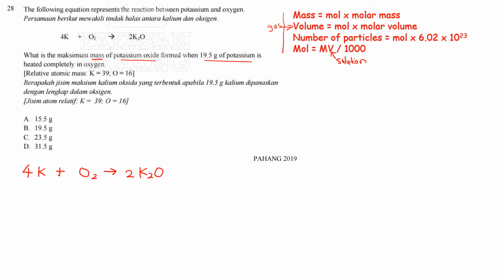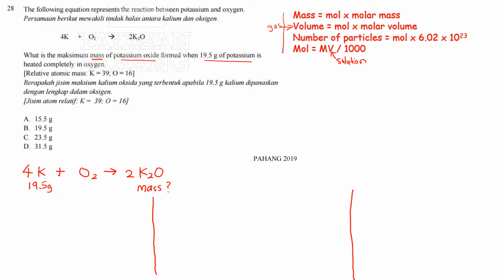Now they ask you to find the mass of potassium oxide, and they give you the mass of potassium, which is 19.5 gram. They give you the mass of potassium, but they ask you to find the mass of potassium oxide. For this type of calculation, we need 3 steps.